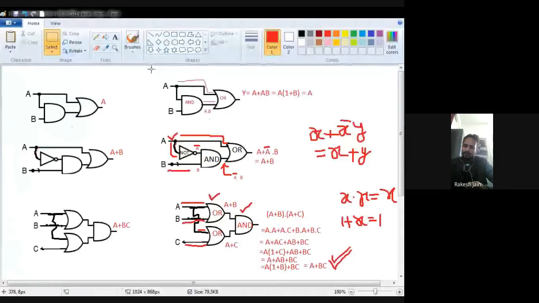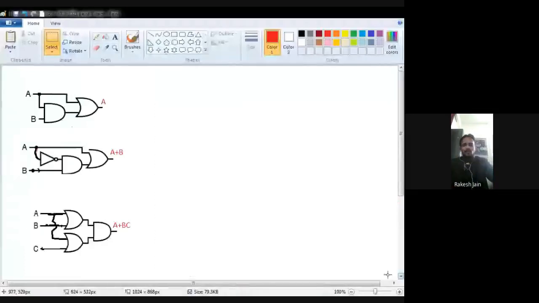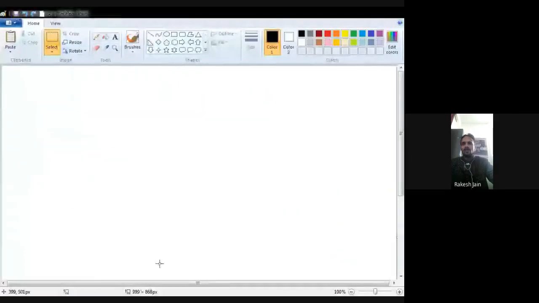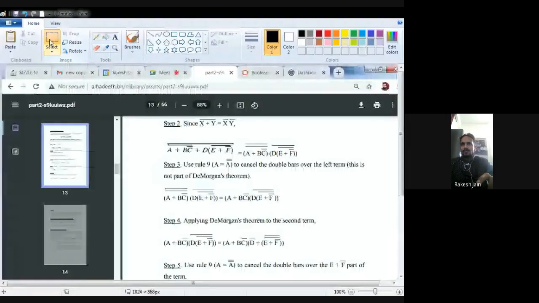Wait for a while. Now I remove these all and we use a solution of, now I remove this. Otherwise I take a new pen file. Okay, now see how to solve the expression.